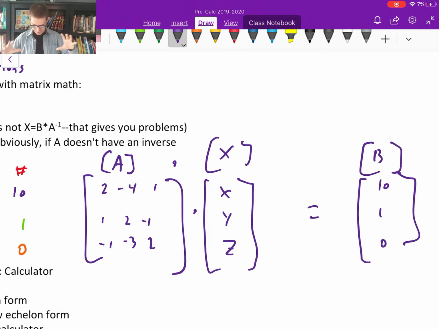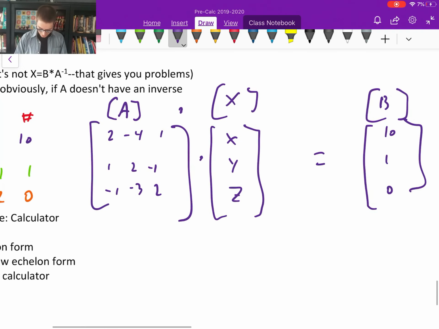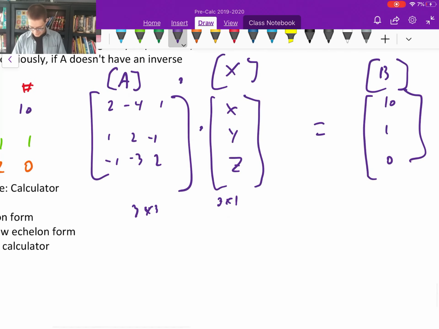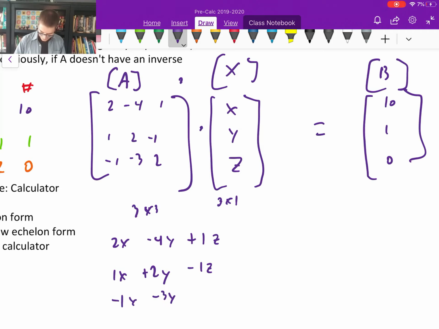And this might seem like a bit of a daunting idea. Like, what does that even mean? Well, if we were to multiply this through, this is a 3 by 3 matrix, and this is a 3 by 1 matrix. I encourage you to take a few seconds to try it yourself, and I think it'll click pretty well. If you multiply this through, you'll get 2x minus 4y plus 1z for the first one, then 1x plus 2y minus 1z, and then negative 1x minus 3y plus 2z. That would be this matrix multiplied together.